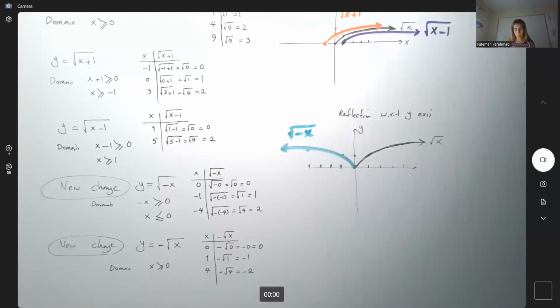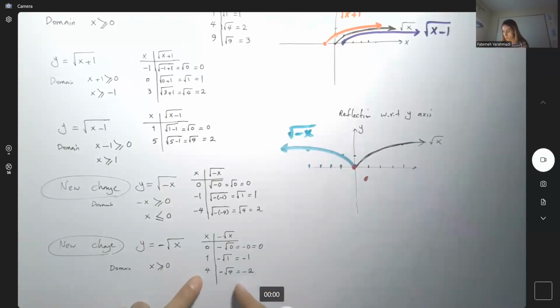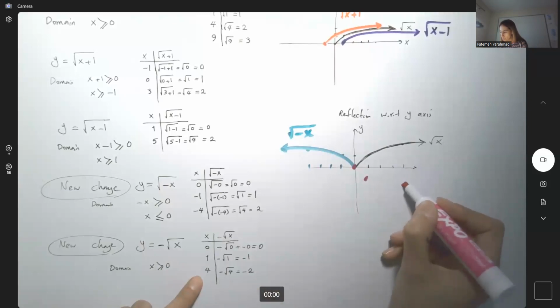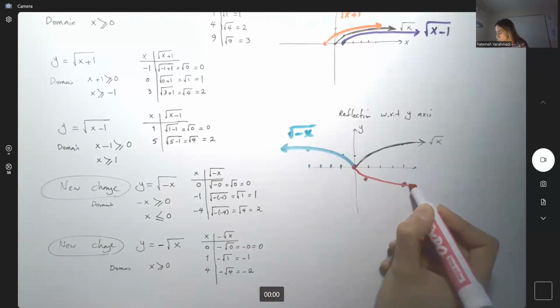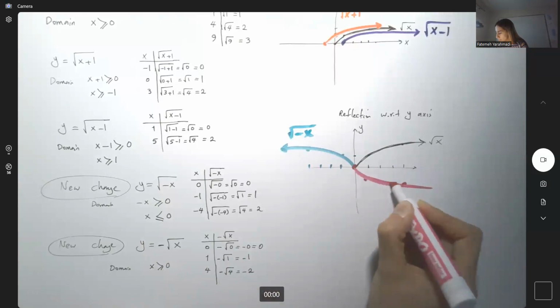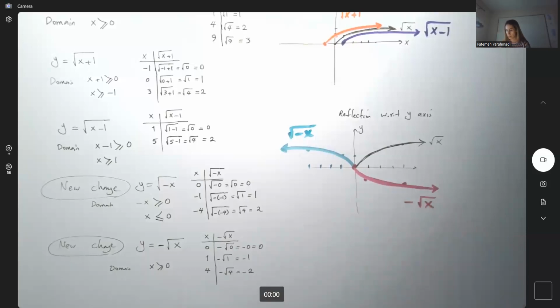Take a look at this. See what is happening here. 0 and 0, 1 and negative 1. This point is here. 4 and negative 2. Wow. Now I have a reflection with respect to the x-axis. This is minus the square root of x.